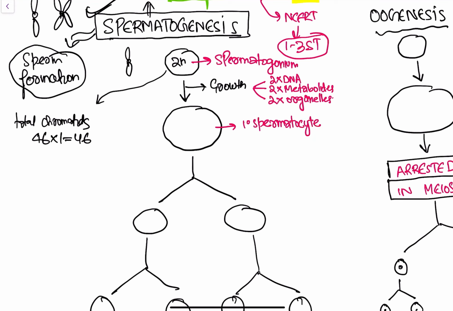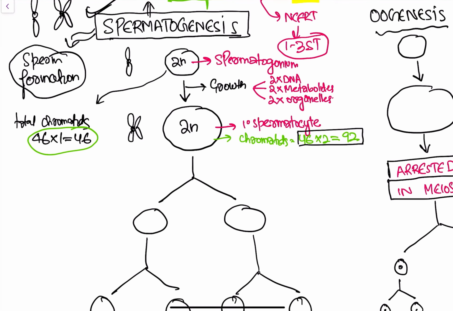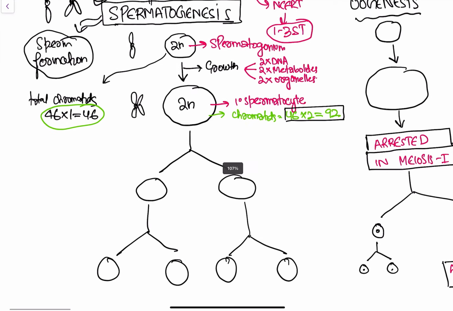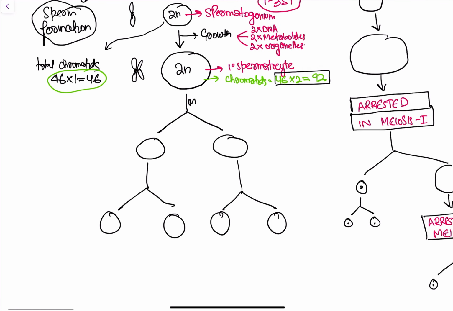Now you should also note this primary spermatocyte is also a diploid cell, but as the DNA has duplicated, each chromosome will have two chromatids. So if we calculate the total number of chromatids, as we have 46 chromosomes, that is 46 into 2, that is 92 chromatids. Okay, so we will have 92 chromatids. This is a very important number of chromatids.